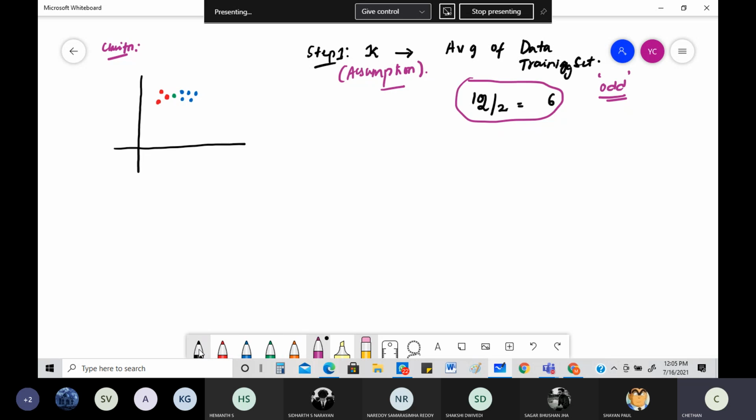After you figure out k, step number 2 is to figure out your distance. How do you figure out the distance? To calculate distance, there are various types of distance measures that you have. The first one is Euclidean, which you would have seen yesterday also. Many people even at school level would have come across this Euclidean distance measure. Then there is something called the Manhattan measure. Euclidean only we are going to use.